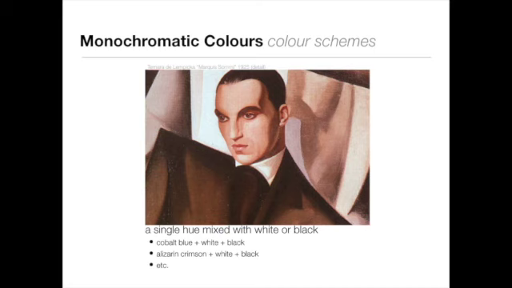Monochromatic colors basically means that you're using one color and simply mixing it with white and black in order to create different values of the one color. And because it's a single color used throughout the entire painting, you're able to get a fairly unified composition as a whole.